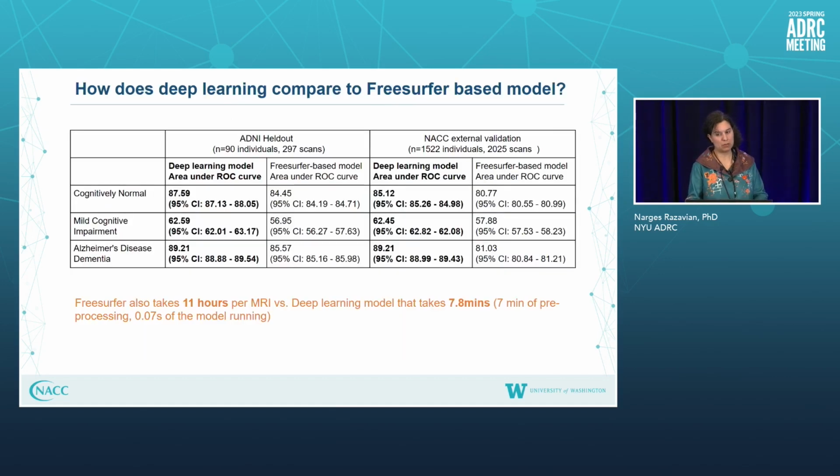We also compared to FreeSurfer. I guess some know FreeSurfer is amazing, but it is very slow. At the time, it took us 11 hours per scan versus the deep learning model, which took 7 minutes of pre-processing and less than 7 seconds for the actual model to run.